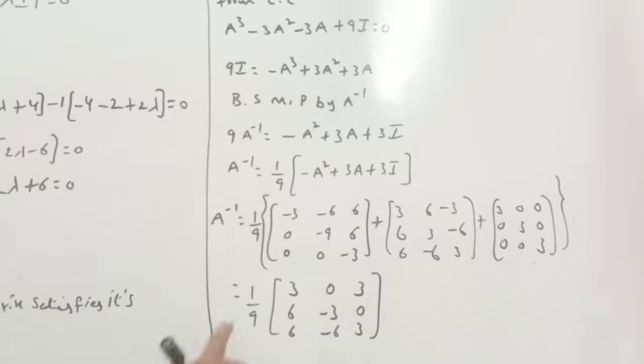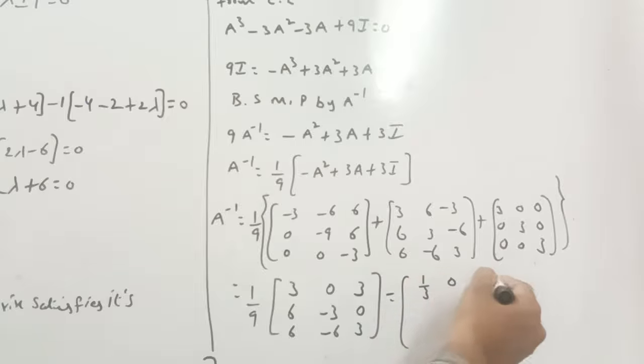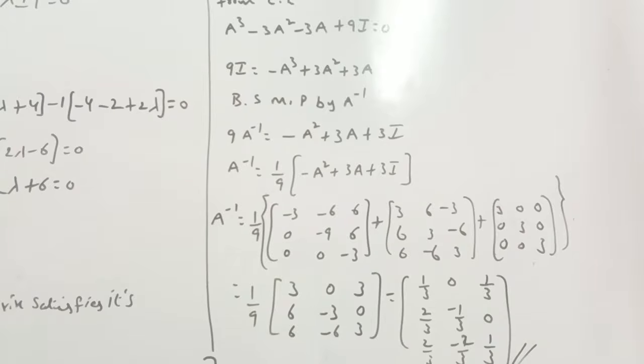Okay. So now you have to divide by 9 here. If I divide by 9, what do I get here? 1 by 3, 0, 1 by 3, 2 by 3, minus 1 by 3, 0, 2 by 3, minus 1 by 3, minus 2 by 3, 1 by 3. So this is the value of A inverse.